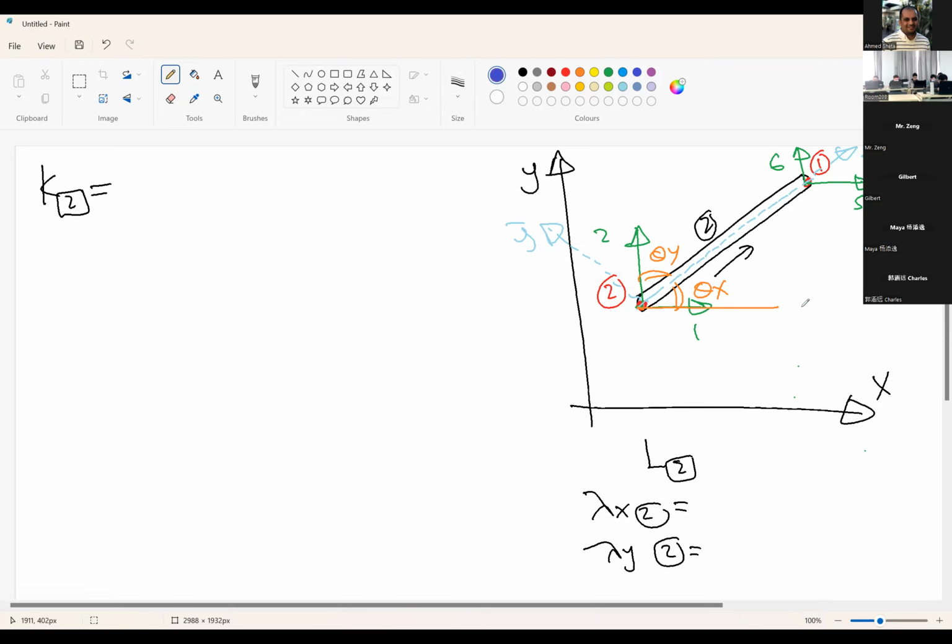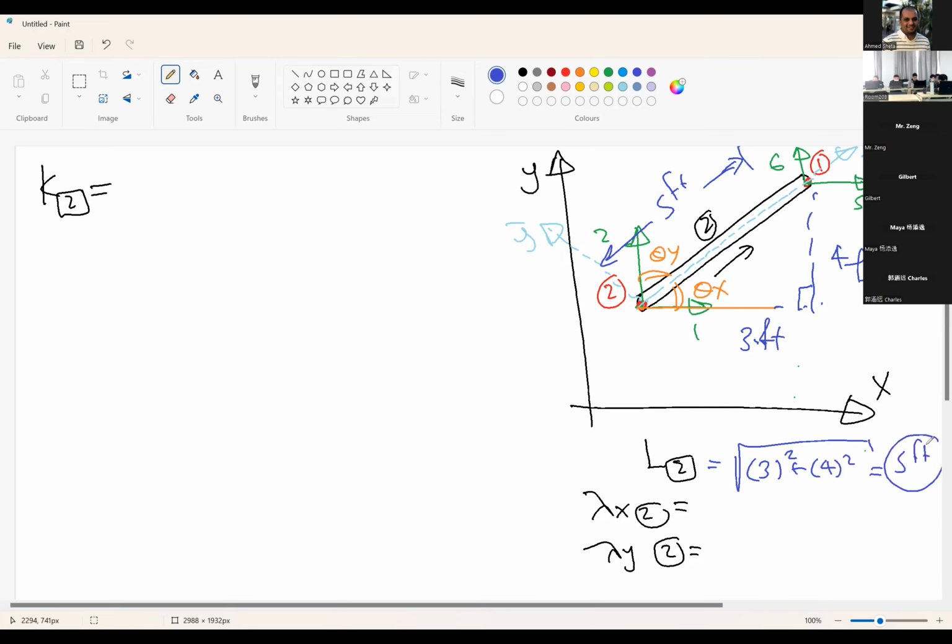From the given data, this is given as 3 feet and this is given as 4 feet. So the length of member 2 is 5 feet. How can we find this? L2 will be the square root of 3 squared plus 4 squared, which gives us 5 feet. Lambda x2 is equal to cosine theta x, which will be 3 over 5. Lambda y is cosine theta y, which is equivalent to 4 over 5.